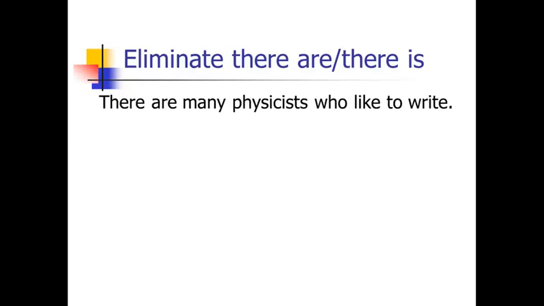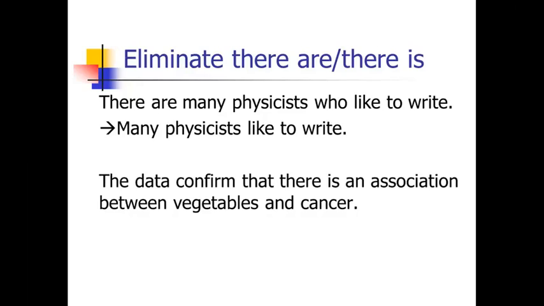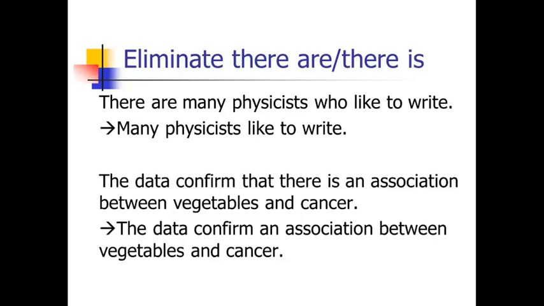There are many physicists who like to write. How about just many physicists like to write? See, the there are in this case was completely unnecessary. We didn't even have to rearrange the sentence to drop that. The data confirm that there is an association between vegetables and cancer. Well, how about just the data confirm an association between vegetables and cancer? Notice that we didn't need the that there is. So a lot of times, if you're finding yourself writing a there is or a there are, check and make sure it's really necessary. A lot of times you can get rid of it. You have to think a little bit about it and get in the habit of doing that, but you'll pick that up pretty quickly.